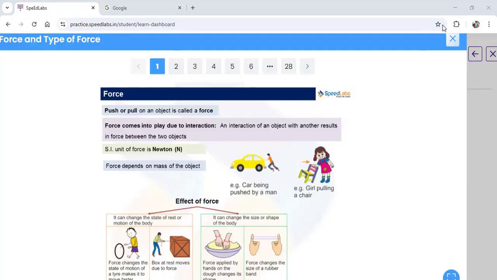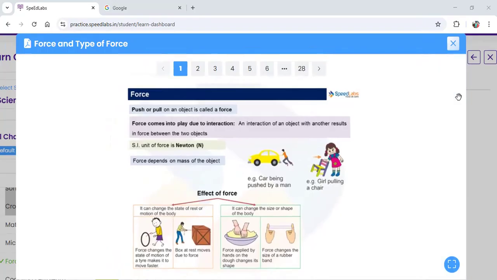Force. What is force? If they ask what is force, it is a push or pull of an object. Force comes into play due to interaction. An interaction of one object with another results in a force between the two objects, children. The SI unit of force is Newton. Force depends upon the mass of the object.